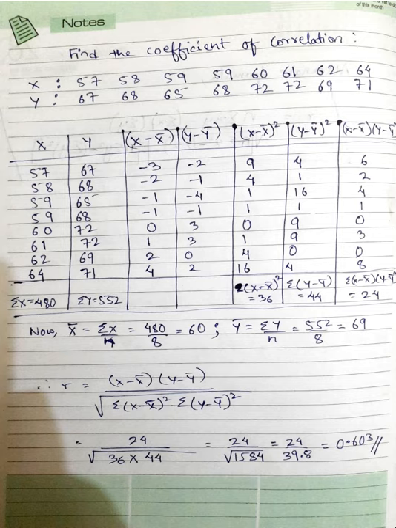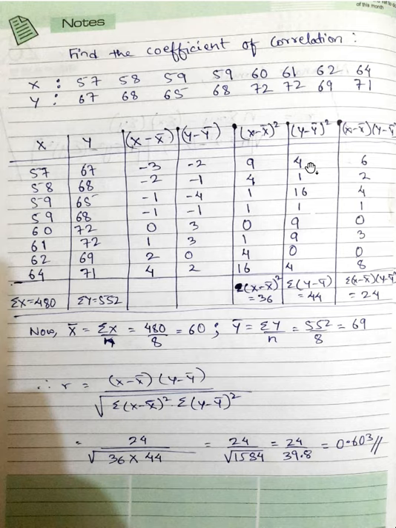So this is simple. For the first thing we have to find x minus x bar whole square. So x minus x bar whole square is just the square of it. Minus 3 square becomes 9, minus 2 square becomes 4, minus 1 square becomes 1, minus 1 square becomes 1, 0 square becomes 0, 1 square becomes 1, 2 square becomes 4, 4 square becomes 16. We add all this up, and we get summation x minus x bar whole square is equal to 36.